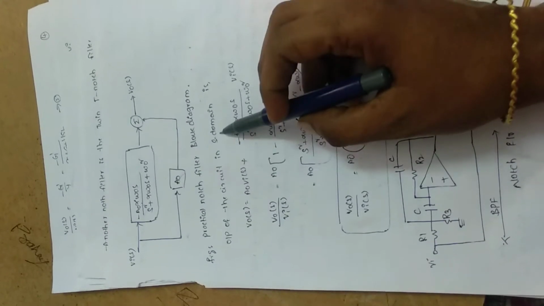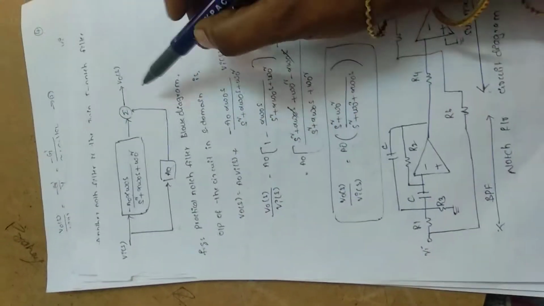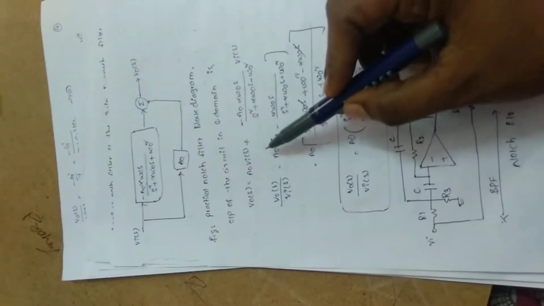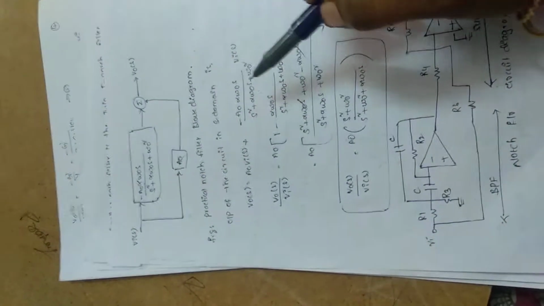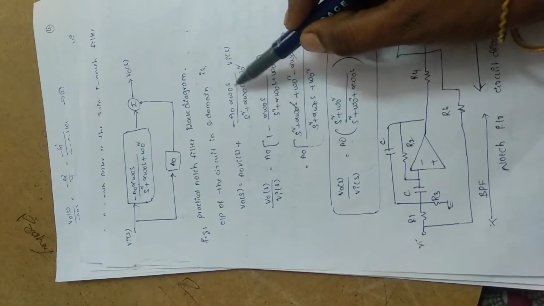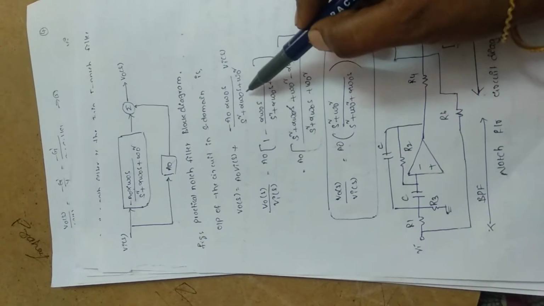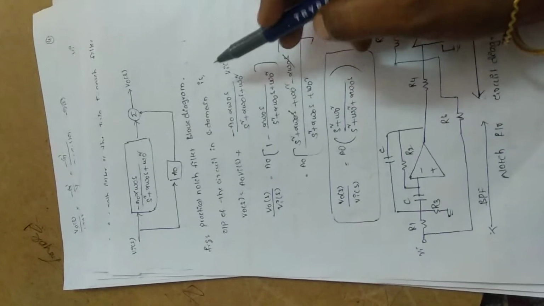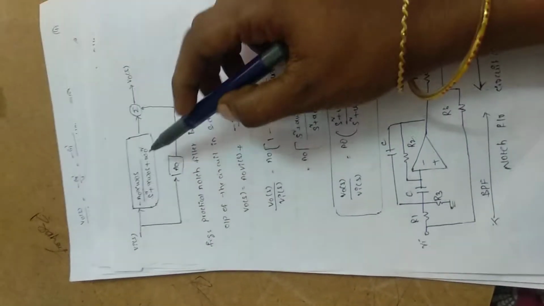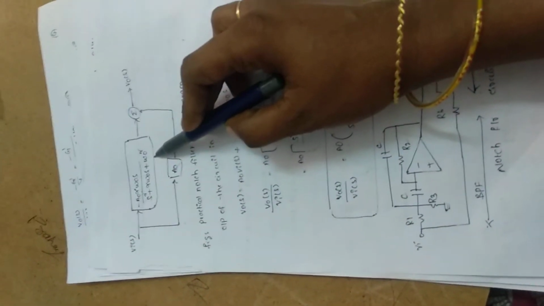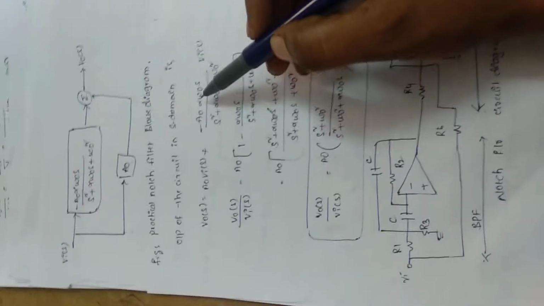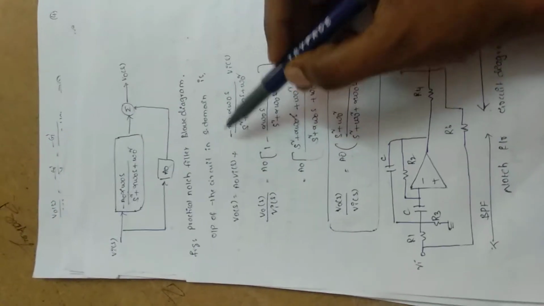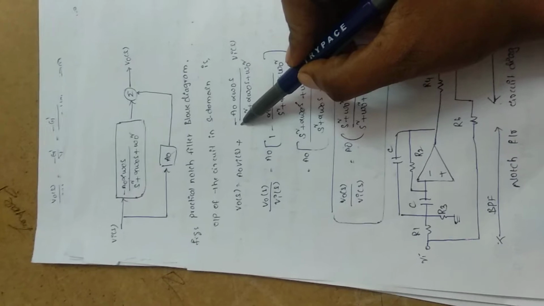The output of the circuit in S domain is V output of S equals A naught into Vi plus minus A naught into alpha into omega naught S by S square plus alpha into omega naught S plus omega naught square into V input of S. Here the output is in inverting form. Why? Because we are giving the input to the inverting terminal of the band pass filter. That's why it is in inverting format.